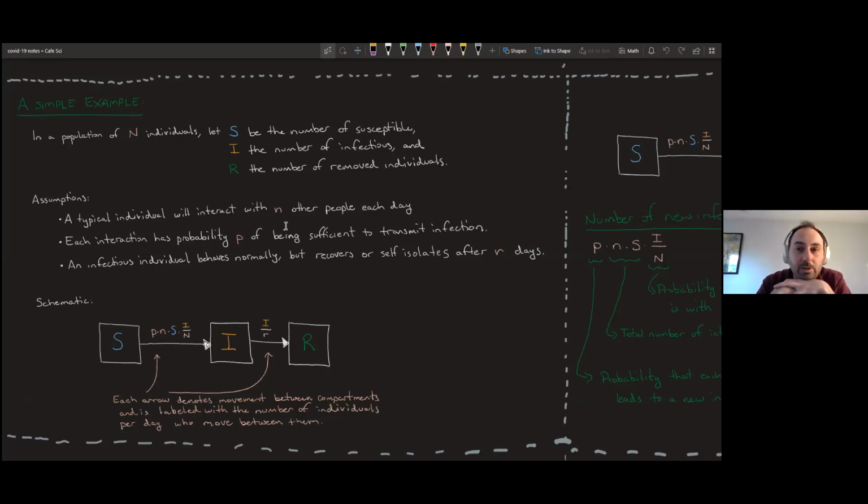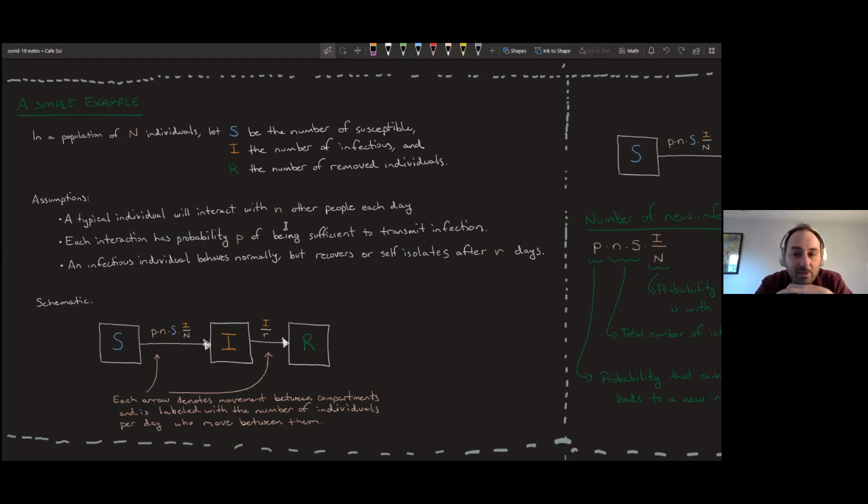We have to make some assumptions. We're going to assume that a typical individual in our population, and typical is a really important word here, right? We're averaging over the whole population. Some people will do more, some will do less. So we're really talking about an average. A typical individual will interact with some number, call it little n, of people every day. And then you assume that when they do interact, if the other person happens to have the disease, then there's some probability P of them transmitting the disease to the susceptible individual. And in the simplest model that I'm showing you here, we're going to assume that someone who's infectious doesn't change their behavior. They're just going to interact with the population in general, but leaves the infectious class for one reason or another after some number of days, which we'll call little r.